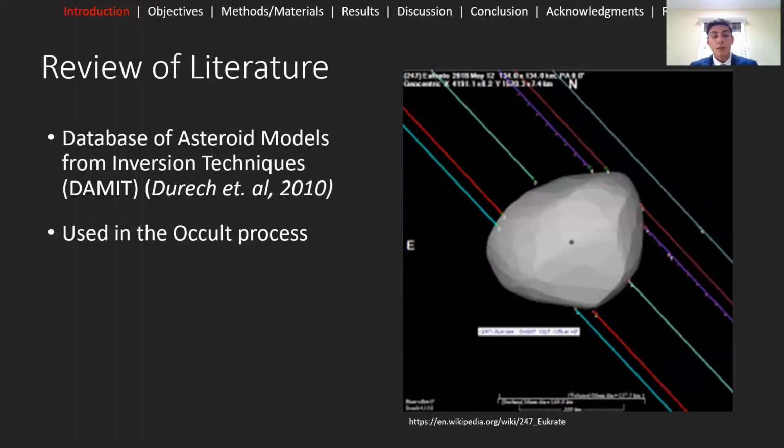In the analysis process, I used the database of asteroid models from inversion techniques, or DAMIT for short. Now, I use this database in the Occult process when I am comparing my observations along with the observations of the other astronomers, and I am refining a pre-existing shape model in the DAMIT database.